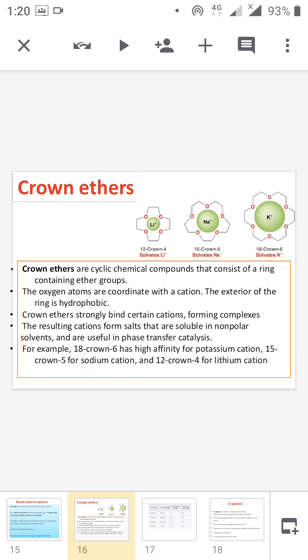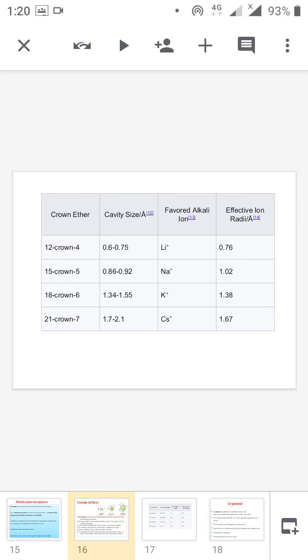An example for the crown ether is 18-crown-6, which has a high affinity for the potassium cation, and 15-crown-5 for the sodium cation, and 12-crown-4 for the lithium cation, and the size of the crown ether determines the selectivity of the cation. These are some of the cations: lithium, sodium, potassium, and cesium, and this is the size of the cation, and the second column represents the size of the crown ether which can trap the cation.